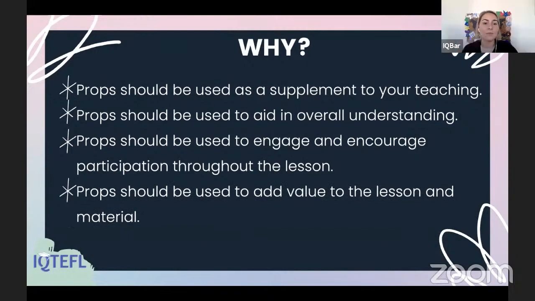Definitely. And props should be used to add value to the lesson and material. So it should never take away from it. It should just be there to enhance what is in your classroom already, or what you're trying to teach your student. So it should never take away from the lesson material or the actual lesson you are presenting.